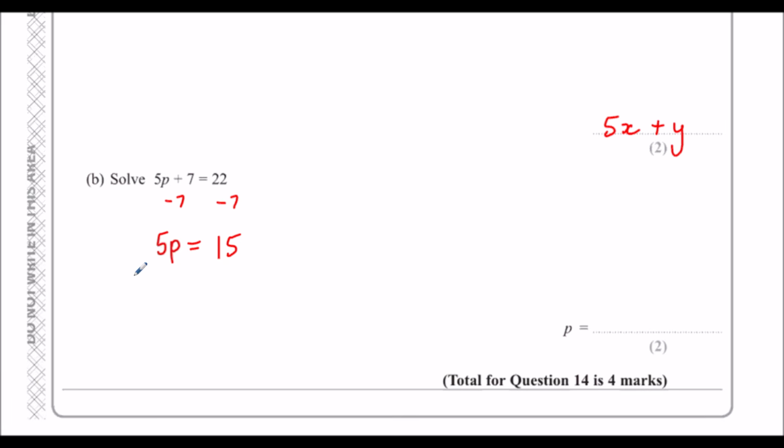5 times what is 15? Well, 5 times 3 is 15. You can also think of that as dividing both sides by 5. So 5p over 5 is p, and 15 over 5 is 3.